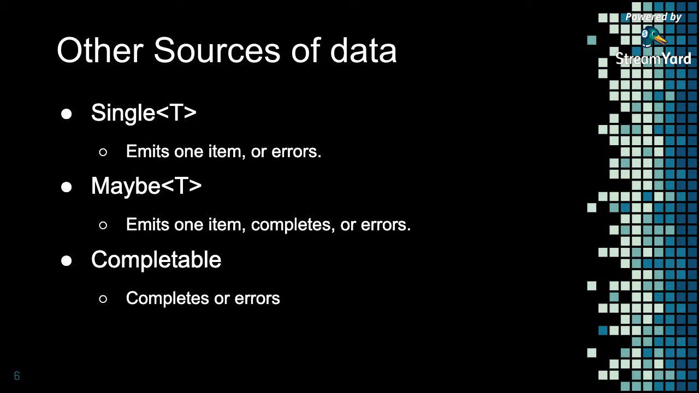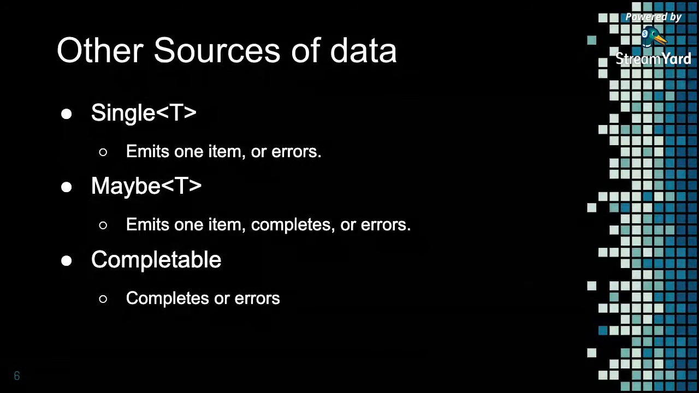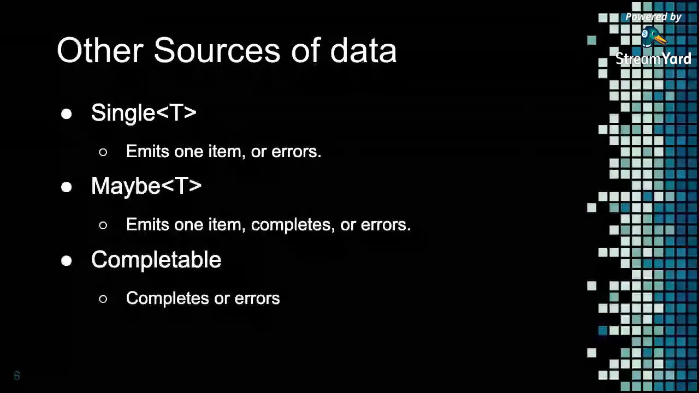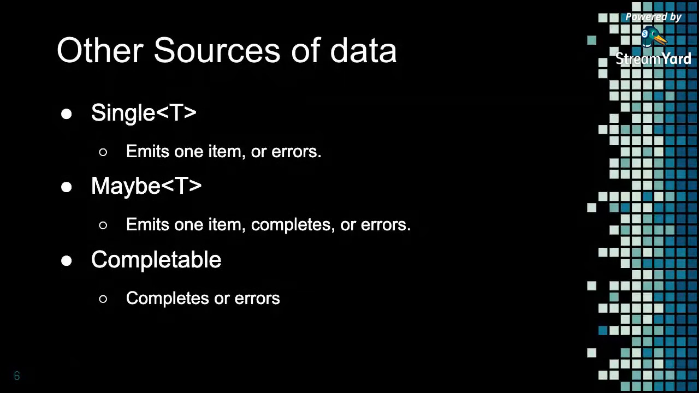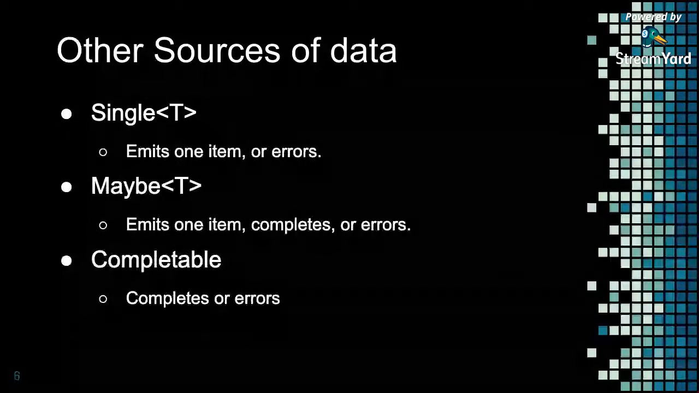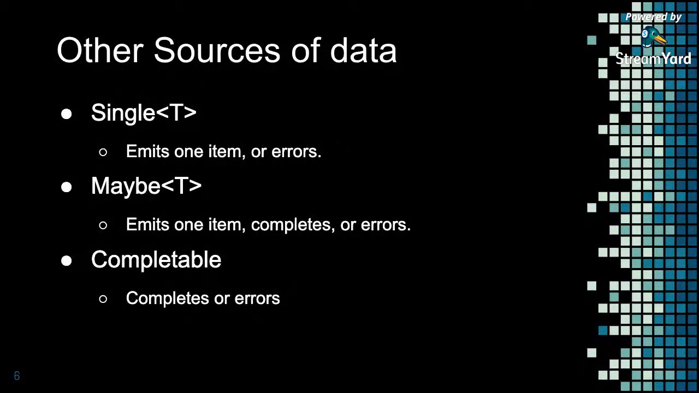Maybe is the type that can either emit an item, complete, or error. So it's like a Single, but it's not certain. It can either emit or not emit. You can think of it like an Optional in, say, Kotlin or other languages that represent the absence of data in that way. Completable is just like Runnable. You don't care about the result. It's something that you just want to happen. If it happens, fine. If it doesn't, it's fine too.